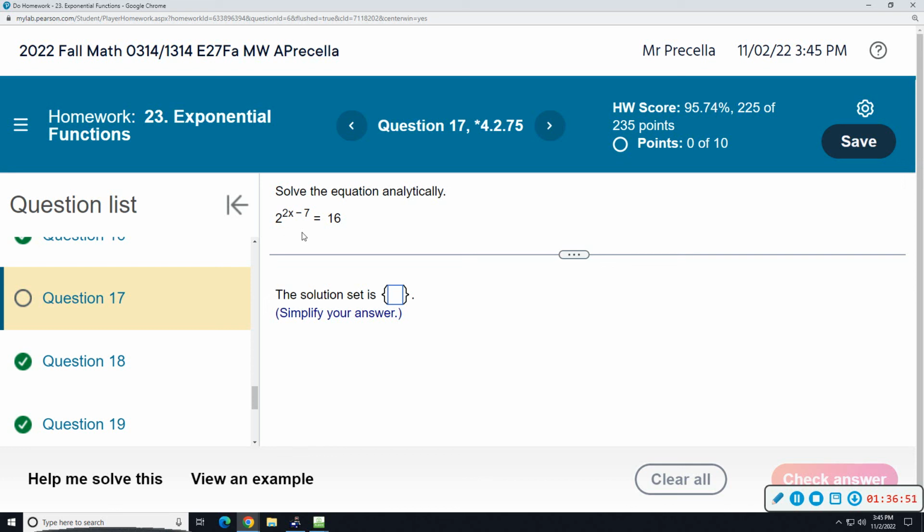Let me write it down. 2 to the 2x minus 7 is equal to 16. This is number 17, not 16. It's 2 to the 2x minus 7 is equal to 16. Okay, switch over for me.